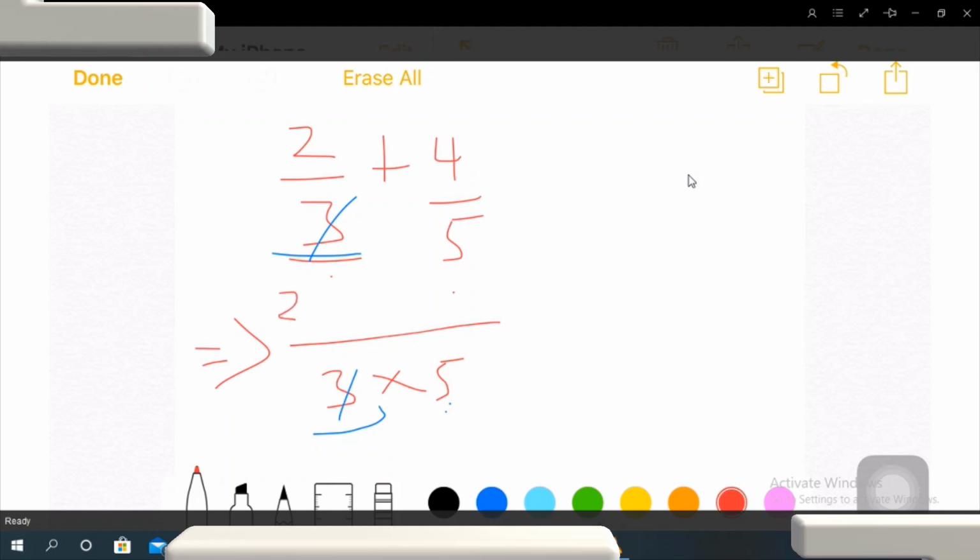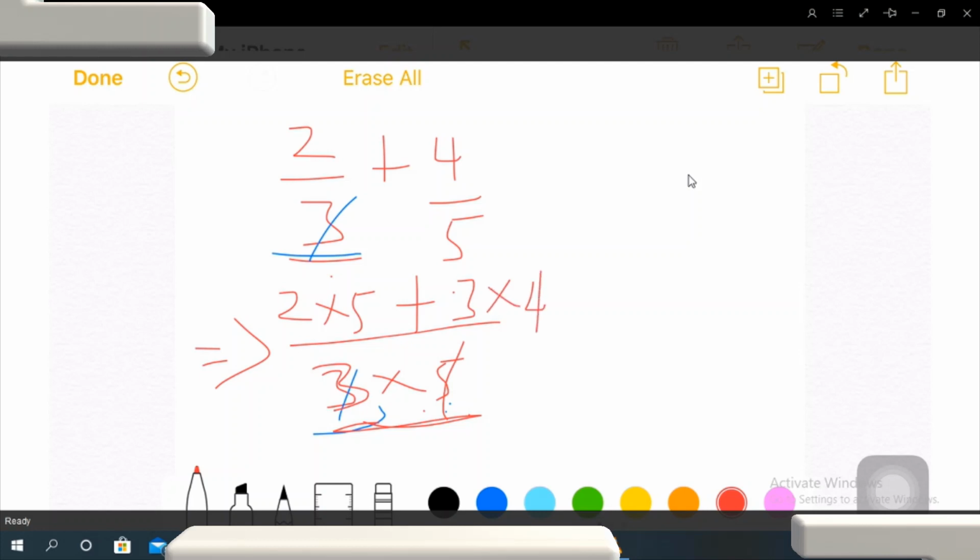So we'll get 2 times 5, or 5 times 2, plus, this 5 goes into 3 times 5. So we are starting it afresh. This 5 goes into 3 times 5 how many times? 5 times. We are left with 3. So we'll be having 3 times 4.